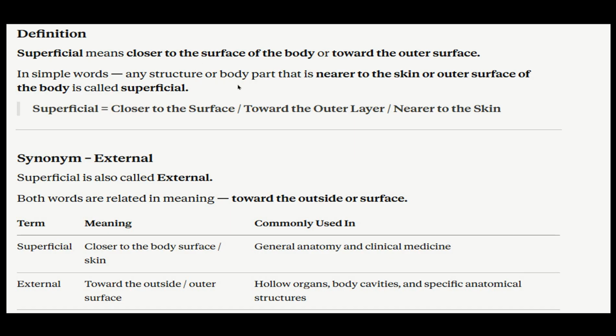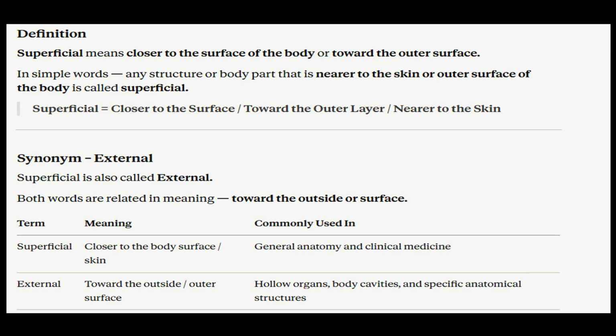In simple words, you can say any structure or body part that is nearer to the skin or outer surface of the body is called superficial. Okay, so in simple words, we can conclude it in three phrases: superficial is closer to the surface, toward the outer layer, or near to the skin. Now here we have one synonym for superficial, that is external. So superficial is also called external. Both words are related in meaning, toward the outside or surface.